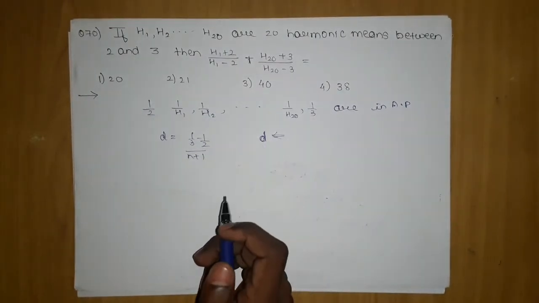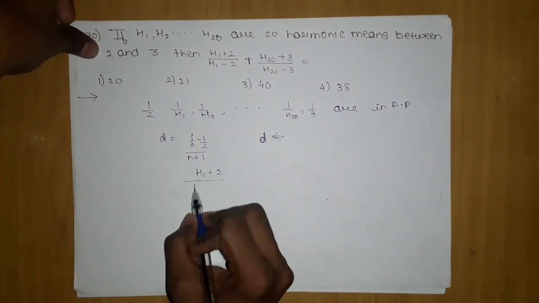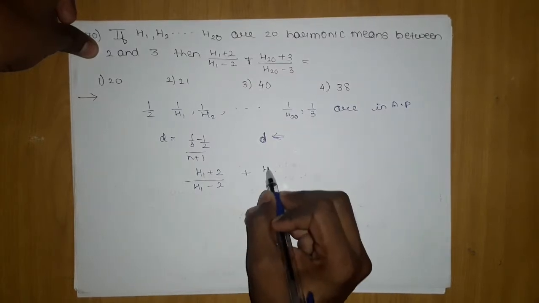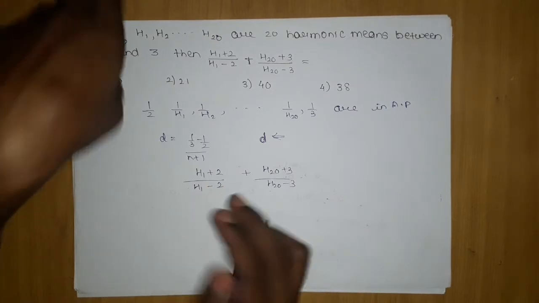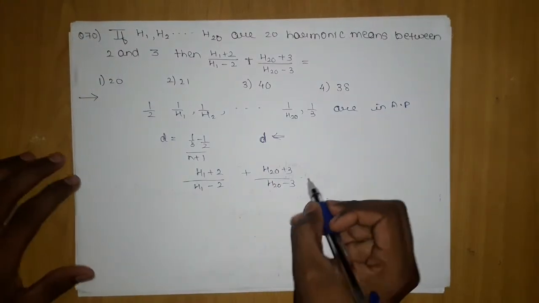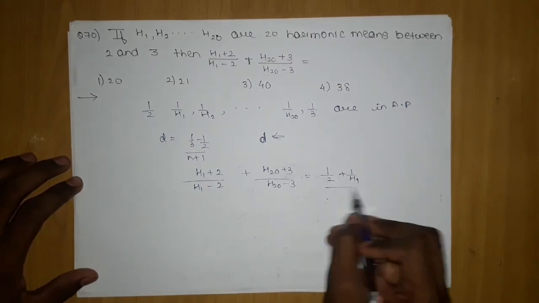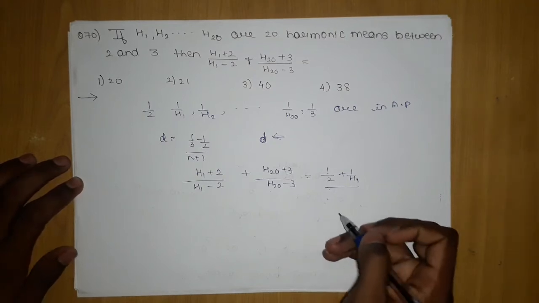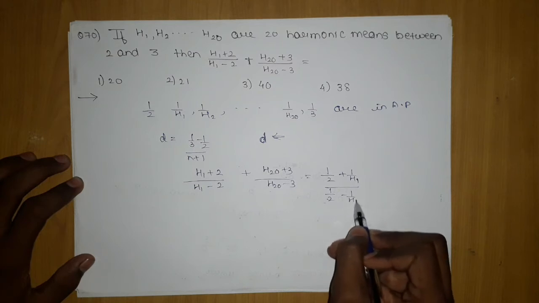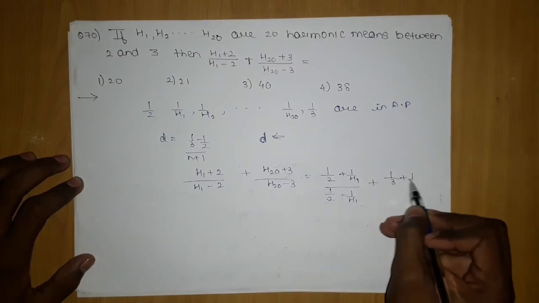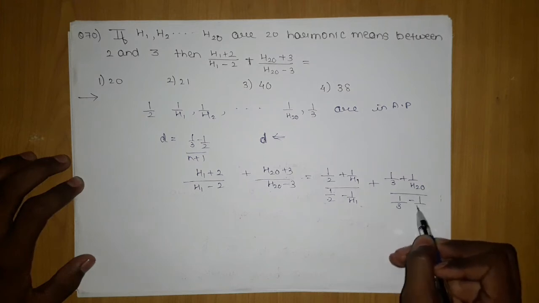So H1, we will do one manipulation. Take H1 plus 2 upon H1 minus 2 plus H20 plus 3 upon H20 minus 3. Divide up and down by 2H1. What will I get? 1 upon 2 plus 1 upon H1, over 1 upon 2 minus 1 upon H1, plus 1 upon 3 plus 1 upon H20, over 1 upon 3 minus 1 upon H20.